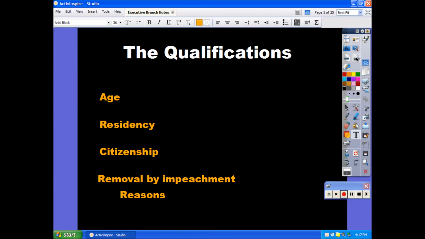These are some of the basic pieces of information that you need to remember when it comes to the executive branch. First and foremost, just like the members of the House and the Senate, there is an age requirement for being president, and that is 35 years old. Residency, again, sort of similar to the House and the Senate in that in the House and the Senate you have to live in the state you represent. In this case, because you're representing the entire United States, the qualification is that you have to be a resident of this country for at least 14 years.